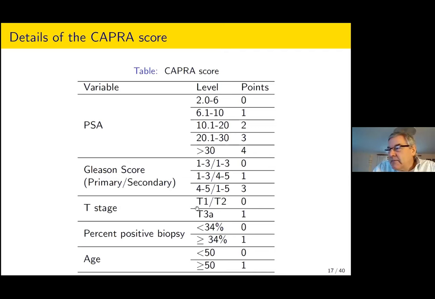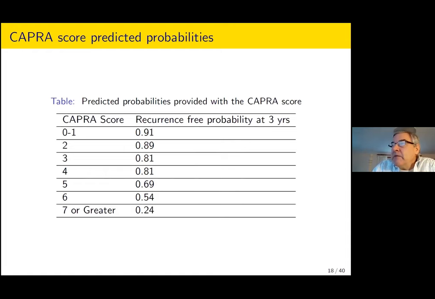And T stage has lots more categories that they made binary. Age is not super important here, but it's clearly a continuous variable, and somehow they made it binary. So lots of things that statisticians might not like so much, but anyway, it's very popular. When you do this score, you add them up, and then you may have a table in my paper of the probability of not having a recurrence in 3 years. So it has a nice sort of gradation here. You may pool together a couple of categories.